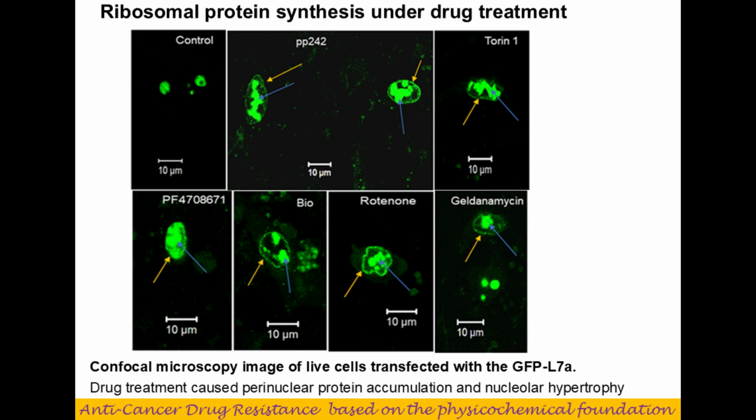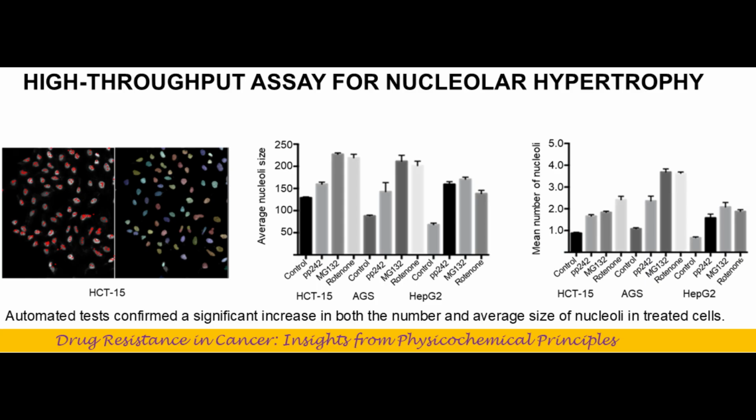In response to chemical agents, a significant quantity of newly synthesized RPL7A likely cannot penetrate the nucleus all at once, and some of it remains on the nuclear envelope. When suspended in the nuclear envelope, RPL7A forms a bright rim around the nucleus. As a result, the increased biogenesis of the 60S ribosomal subunit in the nucleus leads to nucleolar hypertrophy, which is caused by the excess of RPL7A. Automated tests indicated a significant increase in both the number and average size of nucleoli in the treated cells.